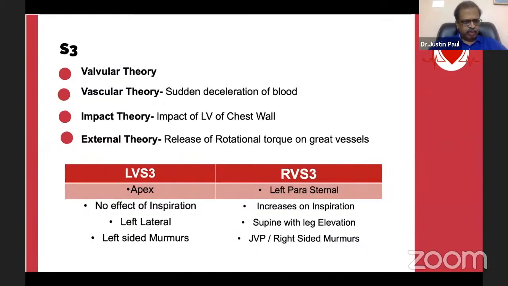Why is Y wave absent in TS? It is not absent, it is slow, doctor. The reason why it is slow is obviously the inflow into the right ventricle, because the tricuspid stenosis is going to be very slow.